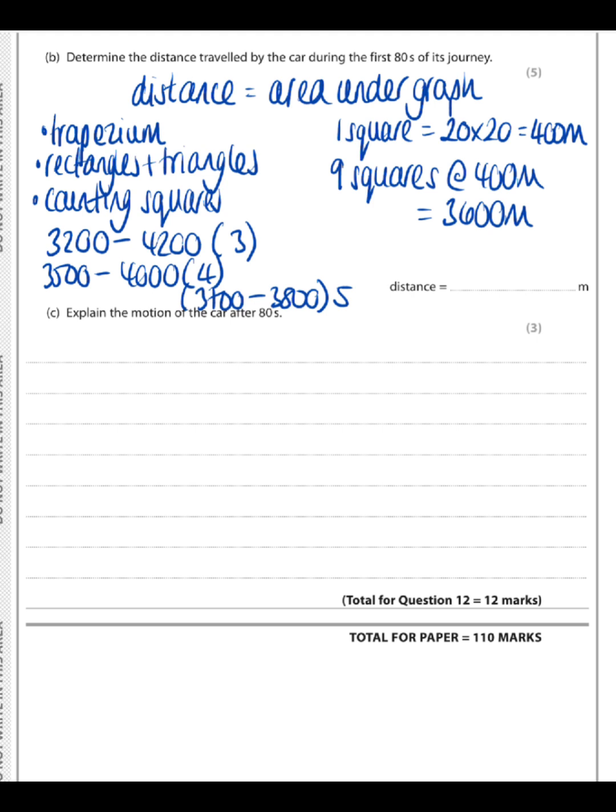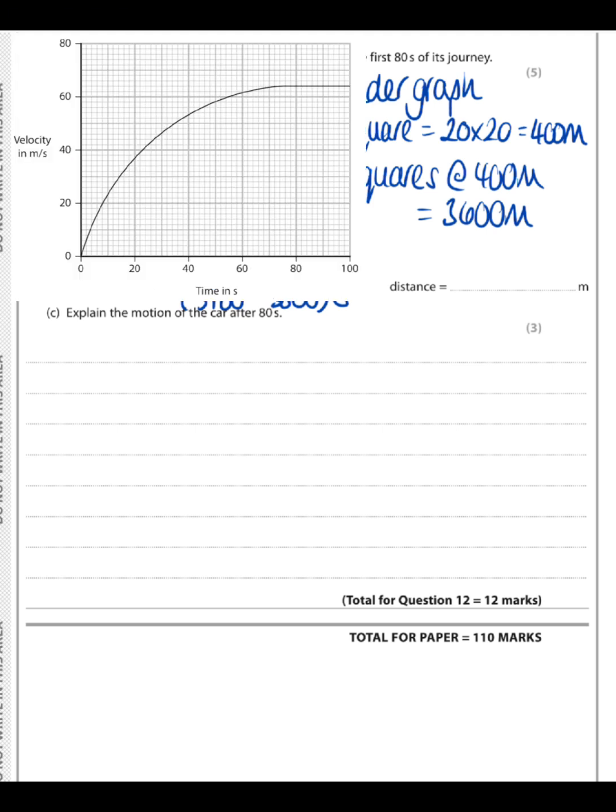Now, finally, we are asked to explain the motion of the car after 80 seconds. If we look at what the graph is doing after 80 seconds, we can see we have a straight horizontal line. A straight horizontal line on a velocity time graph means that the velocity is constant. So that's identifying initially what the velocity is actually doing. But we are now being asked to explain that. So what must be happening to mean that the velocity is constant?